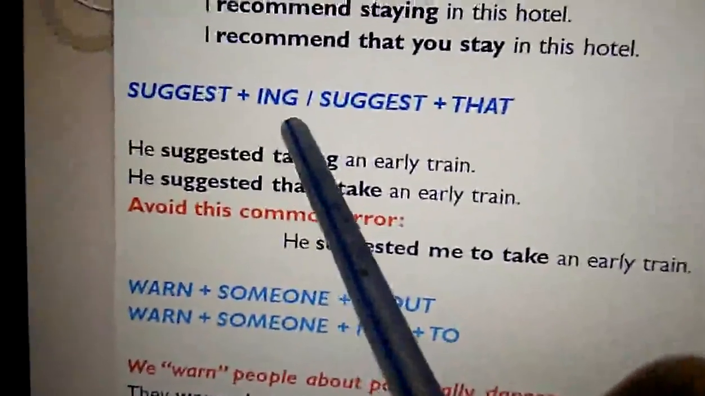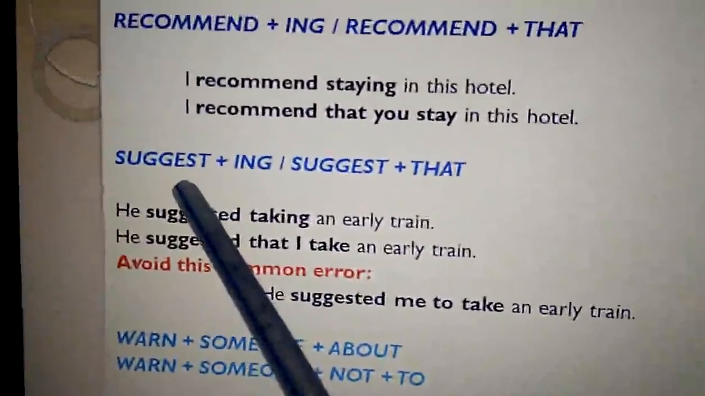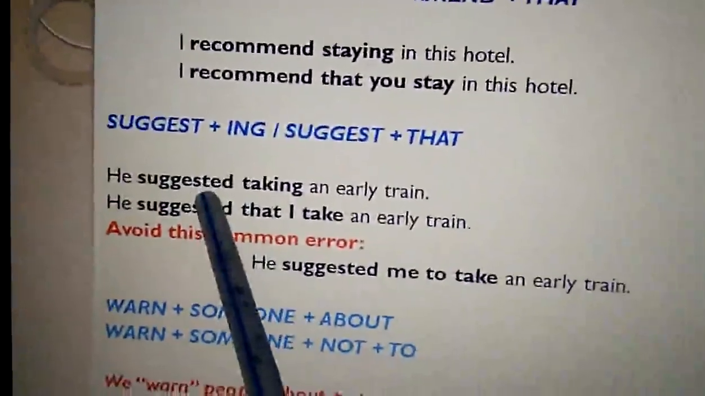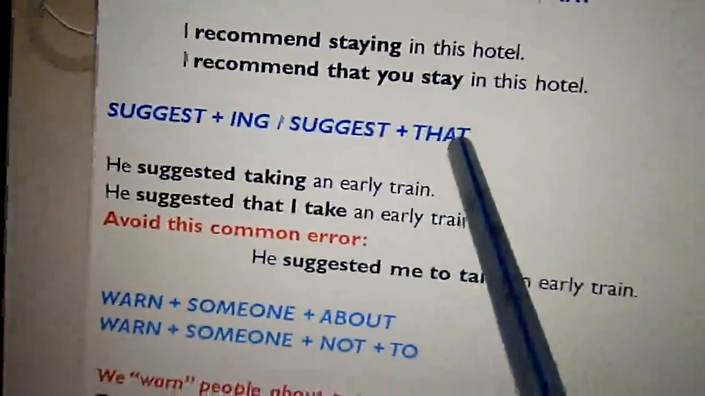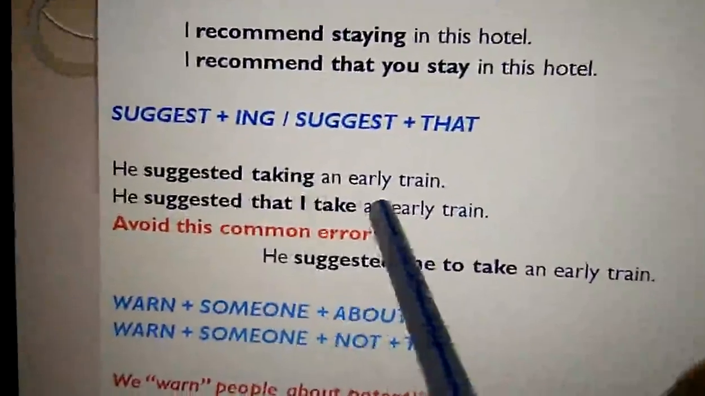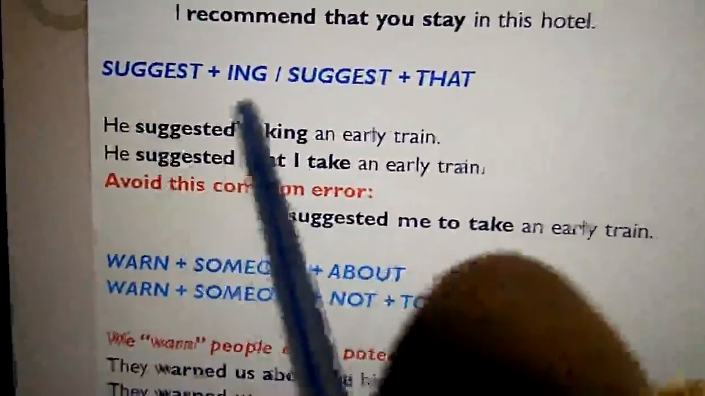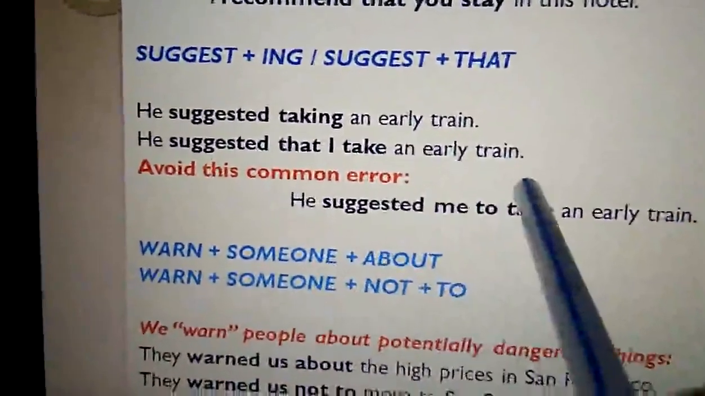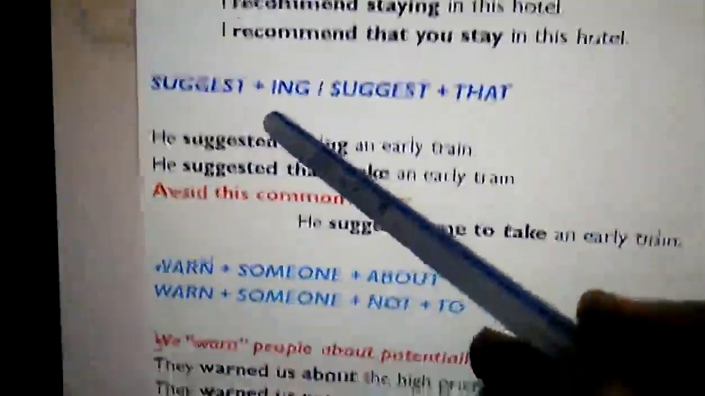Like suggest plus ing, or suggest plus that. If you use suggest as the reporting verb, then we have two patterns to follow. After suggest we get an ing form of the verb, or else after suggest we get that plus the base form of the verb. He suggested taking an early train. Suggested, taking is the ing form of the verb we have used here. He suggested taking an early train. He suggested that I take an early train. These are the two patterns that we construct when we are using recommend or suggest.